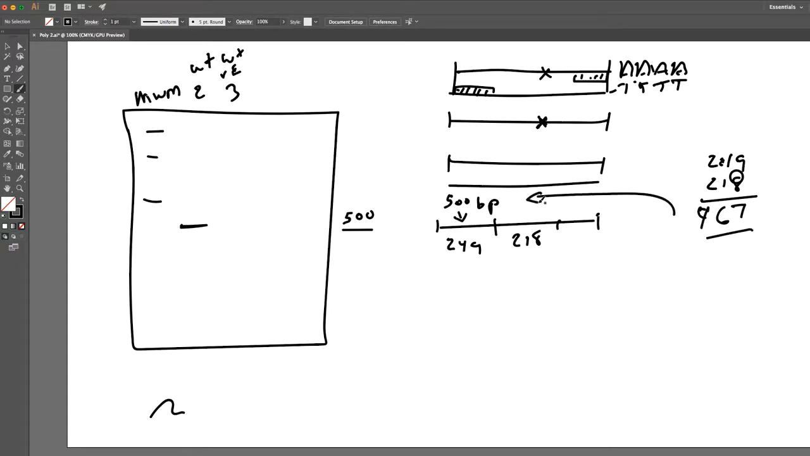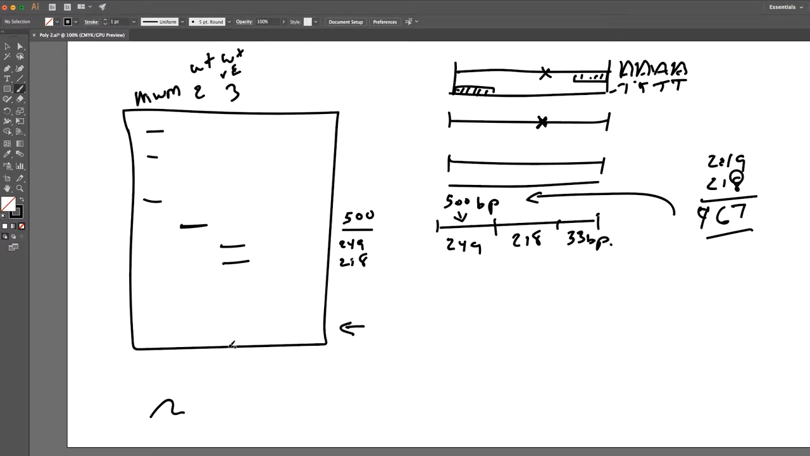So I stared at this thing for a while because I just couldn't figure out what the problem was, and it must be that there's another restriction site that cleaves this 500 base fragment that must be 33 base pairs long. But what they get is they get a band here at 249. They get a band here at 218. And then if you look down here, you can't see the 33 base pair band.